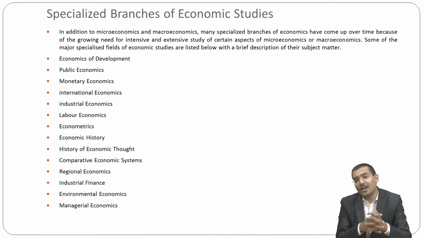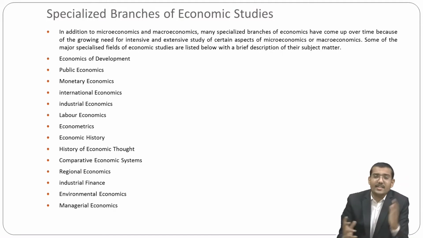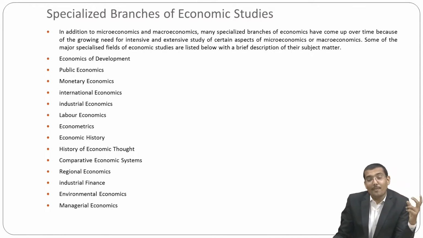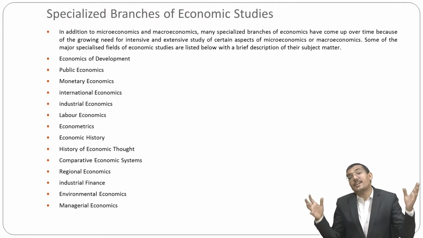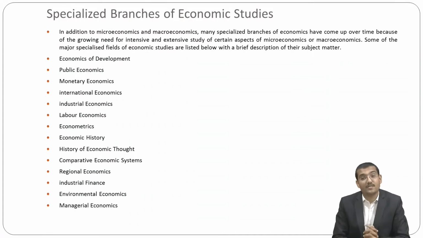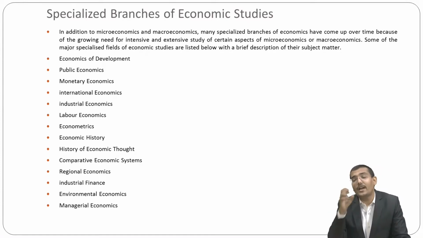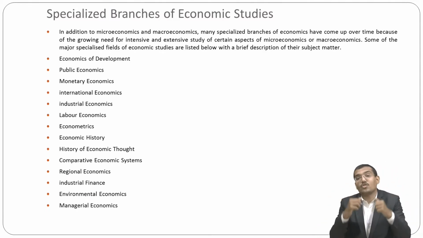Now let us move to another point, that is the specialized branches of economic studies. In the scope, we studied that modern economics is mainly divided into two types or two parts, that is microeconomics and macroeconomics. But while we are talking about the specialized branches of economic study, my dear friends, it does not deal only with micro and macroeconomics. It is also defined in different ways, and there are different branches and approaches.